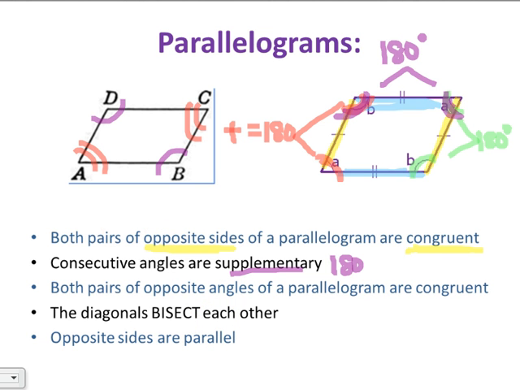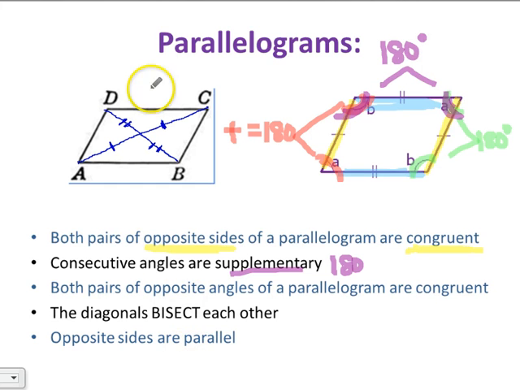Diagonals are going to bisect one another. So a diagonal is just when you go, I'm going to erase those marks in there so I can draw in some diagonals. It's when you go from one vertex across to the opposite vertex on the other side. And those are going to bisect each other. So when they bisect, that means that each of those segments will be congruent. So that is a property of a parallelogram.